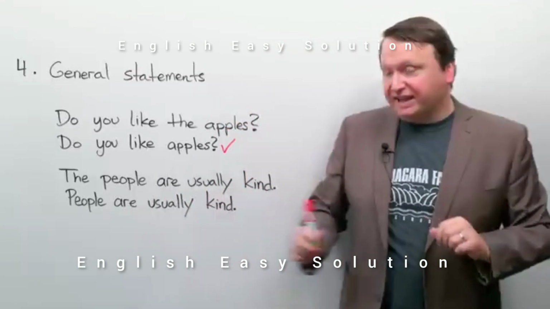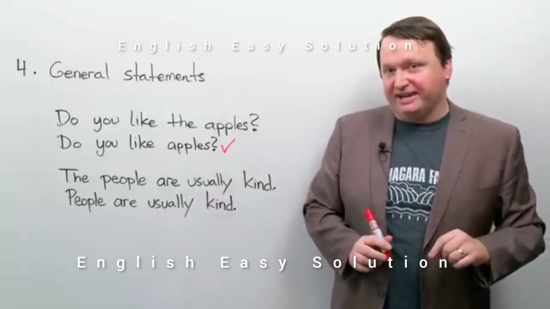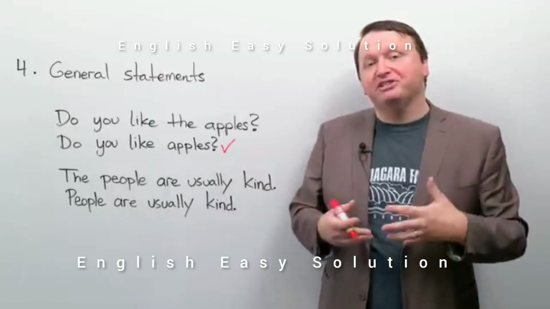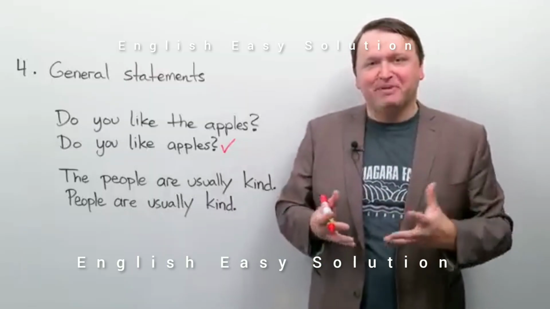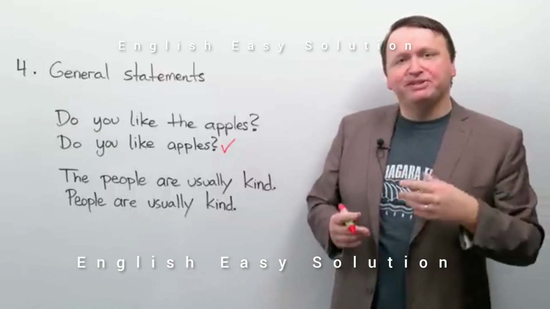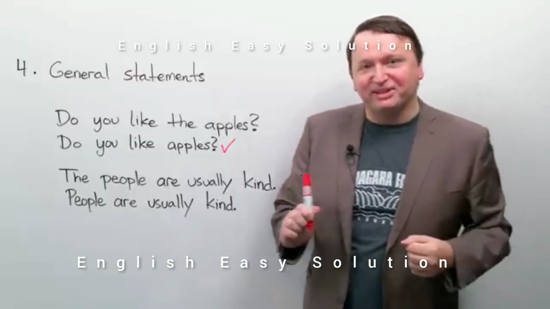Same with the second example. The people are usually kind. If you mean all people, you're making a general statement about humanity. You don't use an article. You just say people. People are usually kind.